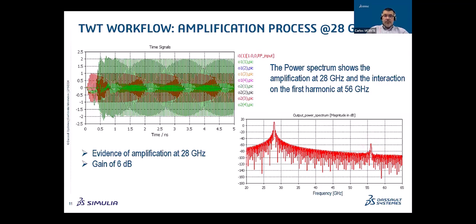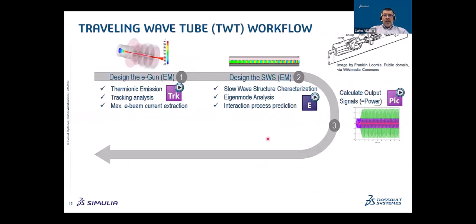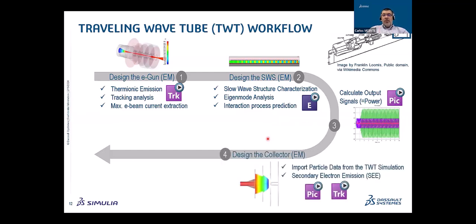Okay. So we come back to the TWT. The latest stage is the collector. Okay. In the case of the collector, what we need is to absorb all the electrons coming from the beam.